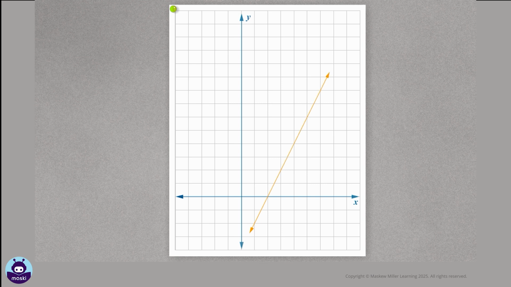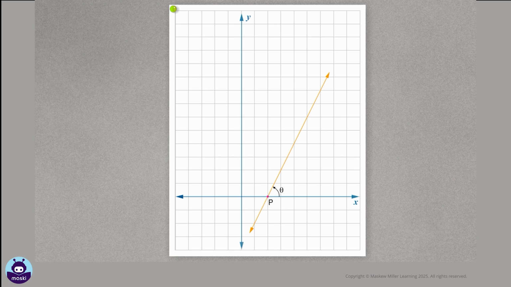Inclination of a line. The angle that a line makes with the positive x-axis is referred to as the angle of inclination of the line. We can see here that the given line makes an angle of theta with the positive x-axis. Thus, theta becomes the angle of inclination for this line.